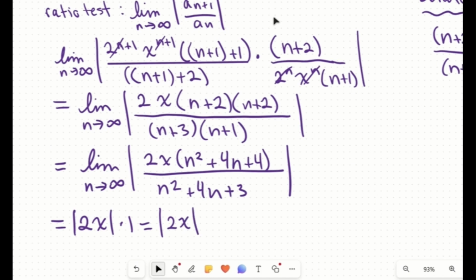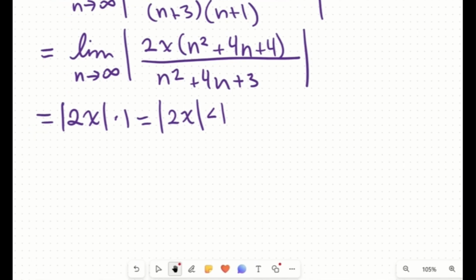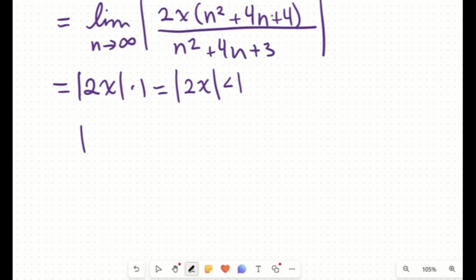So now for the next part of this video, we're going to figure out what the radius and interval of convergence are. So the ratio test gave us the absolute value of 2x. For the ratio test, the series converges for all values less than 1. So we want to find when it converges, so we're going to set this to be less than 1, and let's break it apart and solve for x.